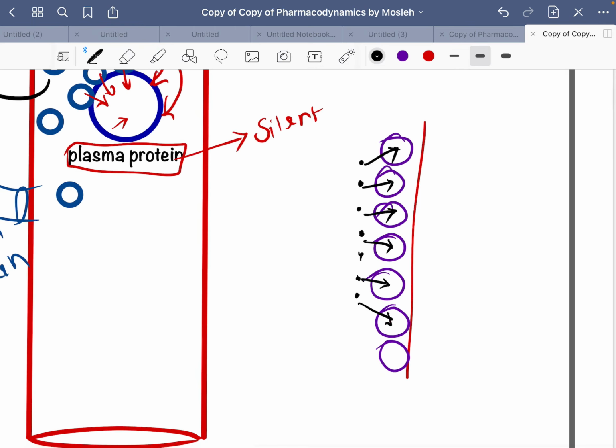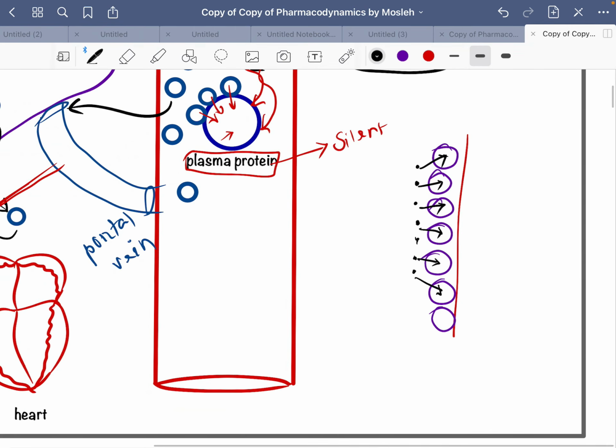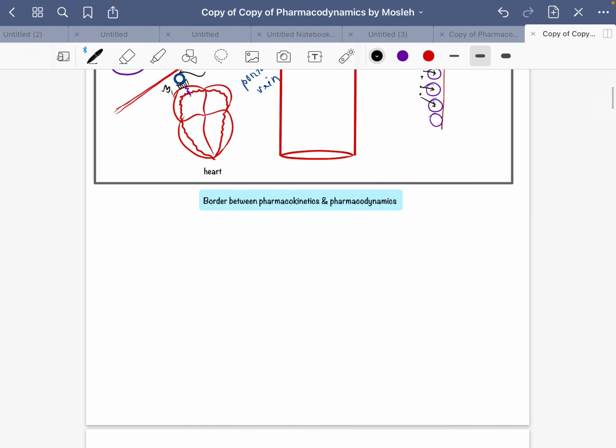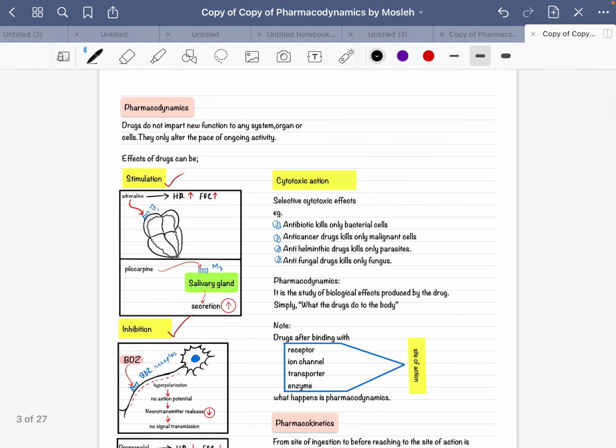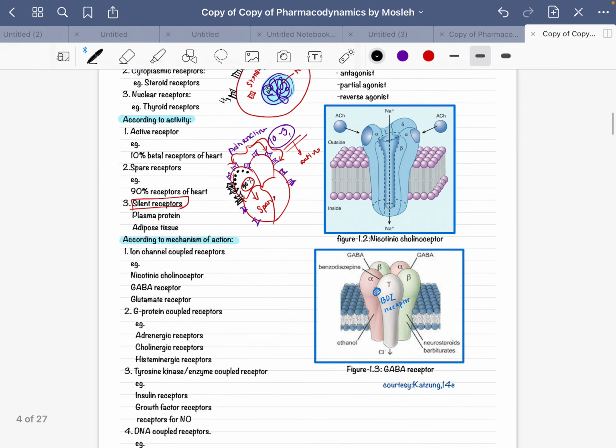That's why the fat cell or adipocyte is also a silent receptor. That means the drug is binding with the receptor but no effect or function is happening. Okay.